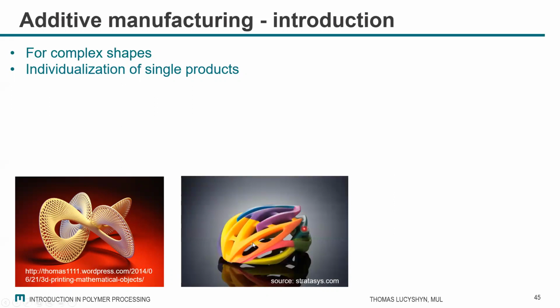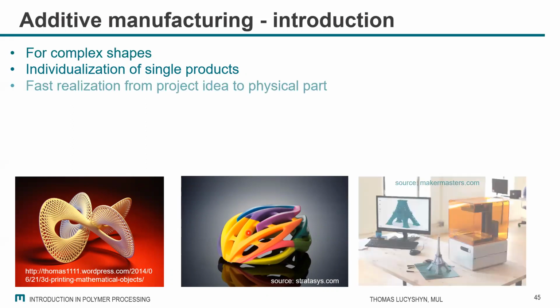So if you want to have this helmet produced, this one in this shape and color configuration and the next one in the other color configuration, then you cannot do it in injection molding. So injection molding is really, you produce one mold and then you produce 1 million parts of the same size and shape. You can do something with the color, but not in that way. And it's about a fast realization from the project idea to the physical part.